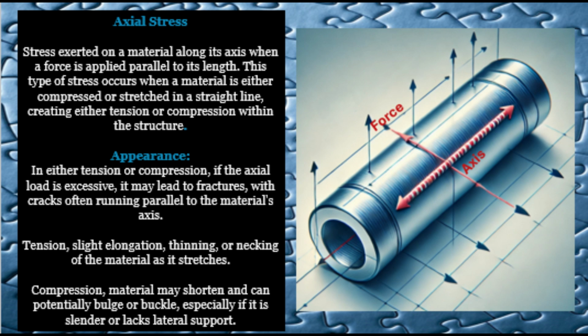Axial stress. Axial stress is the stress exerted on a material along its axis when a force is applied parallel to its length. This type of stress occurs when a material is either compressed or stretched in a straight line, creating either tension or compression within the structure.